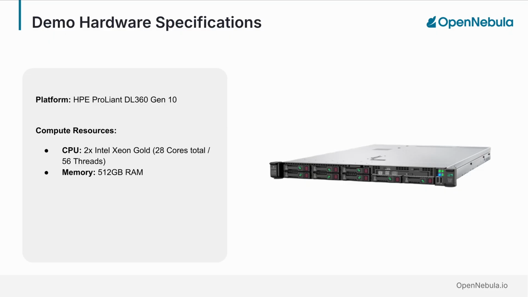As a target server for this demonstration, we are using the HP ProLiant DL360 10th generation server with two Intel Xeon Gold CPUs and 512 gigs of memory. This server will be used in the so-called all-in-one type of deployment, meaning that the server will host the OpenNebula frontend, also known as the control plane, and act as the KVM hypervisor.